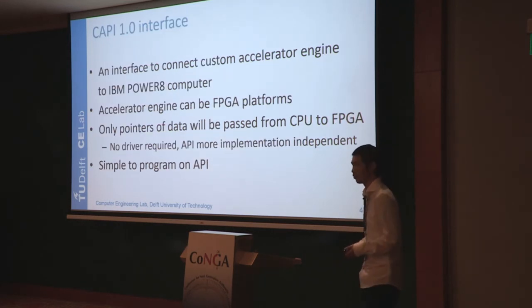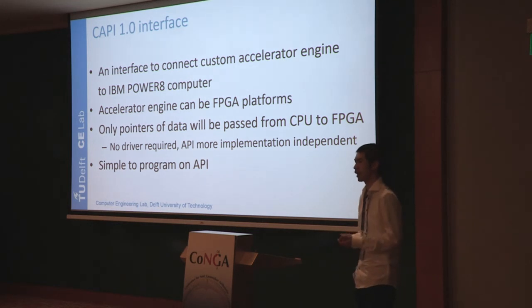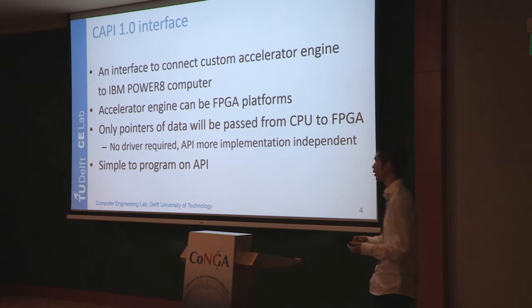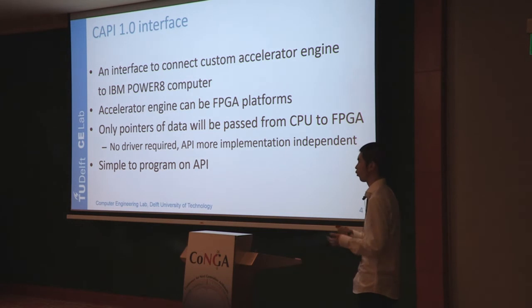First, let's say something about the CAPI 1.0 interface. This is the interface to connect some custom accelerator engine to the IBM Power 8 computer. The custom accelerator engine can be an FPGA or GPU or ASIC, and in this project, I use an FPGA. I chose to use this interface because it's a very efficient interface. Only the pointer of the data will be passed from the CPU to the FPGA.